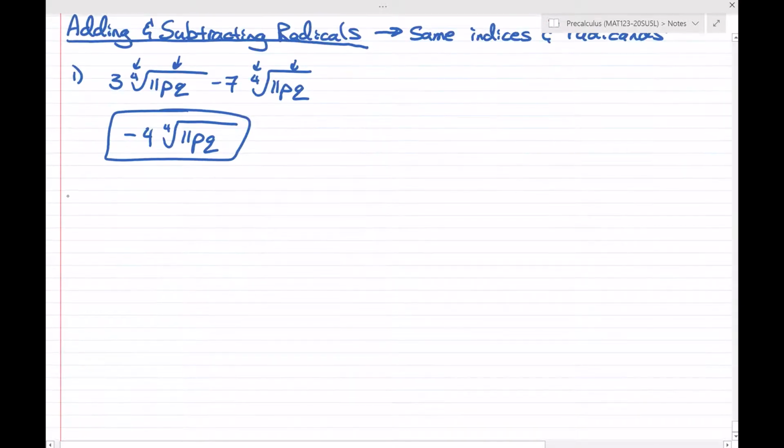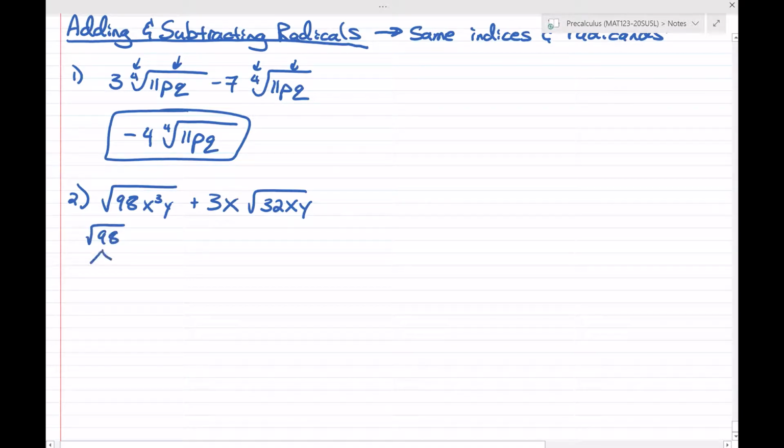Sometimes you have to simplify the radical first. So like, let's say if you had the square root of 98 x to the 3rd y, plus 3x square root of 32xy. Let's simplify these first. Square root of 98, well, this is just 2 and 49. So I'm going to use that second way. That might be the fastest. The square root of 49 is 7, so we get 7 root 2.